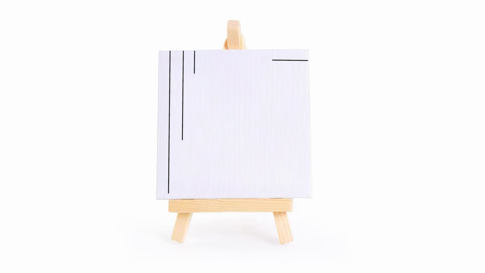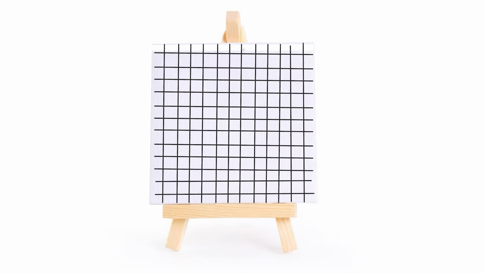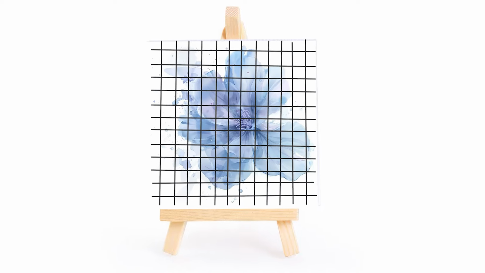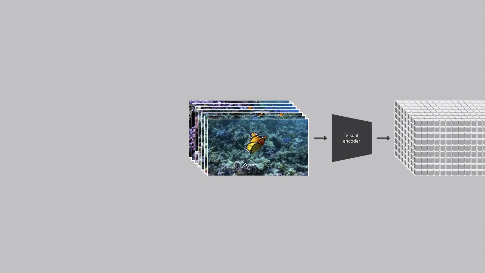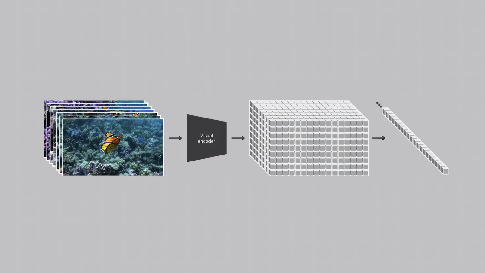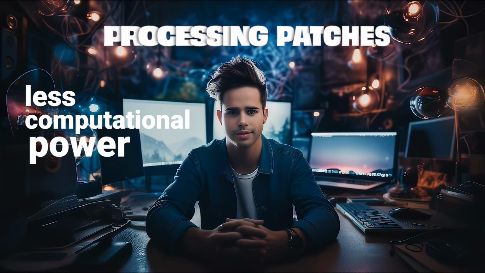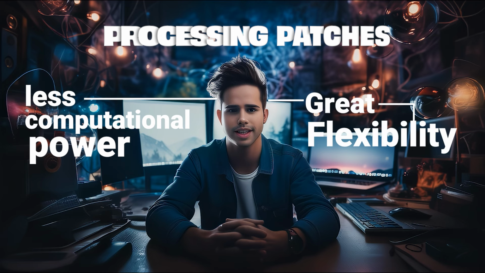Imagine you want to paint a large painting. Instead of painting the entire artwork at once, you can divide it into smaller sections and paint each section separately. Sora does a similar process with images. It converts images into small patches, and then uses these patches to generate new videos. Processing patches instead of the entire images requires less computational power. Patches also offer great flexibility and can be used to create videos and images with different sizes and qualities.